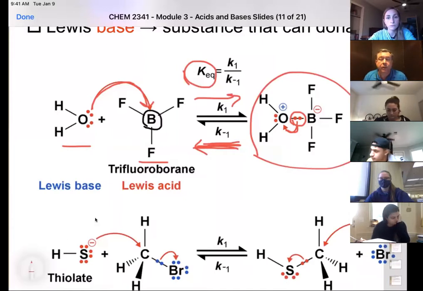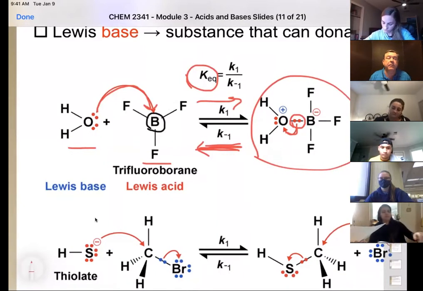All right, so let's move back to our definition here. So there is an equilibrium available to us in the reaction between a Lewis acid and Lewis base.